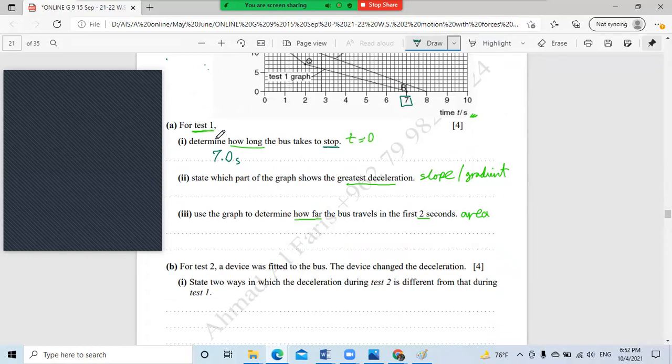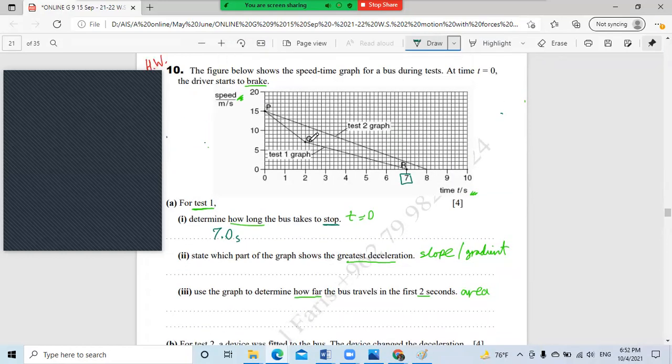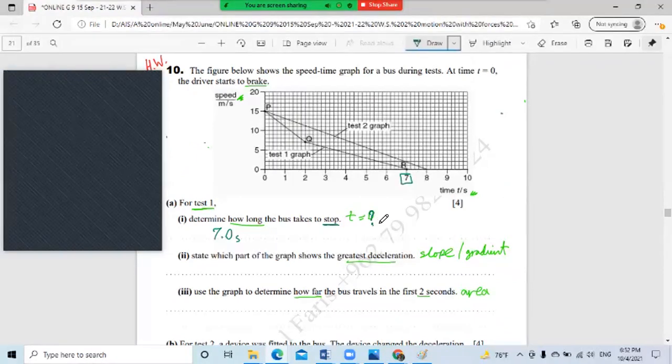Okay, so what do we have? We have test 1, from P to Q to R, and they ask the first question: determine how long the bus takes to stop. So they ask about the time from 0 to how long it needs to stop. How long does it take to stop?